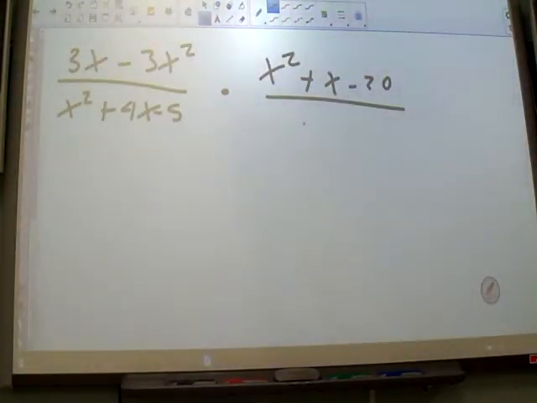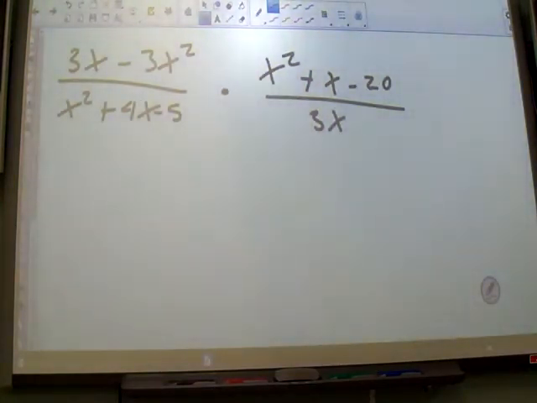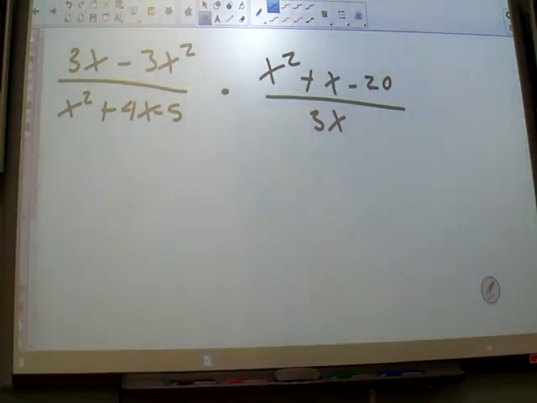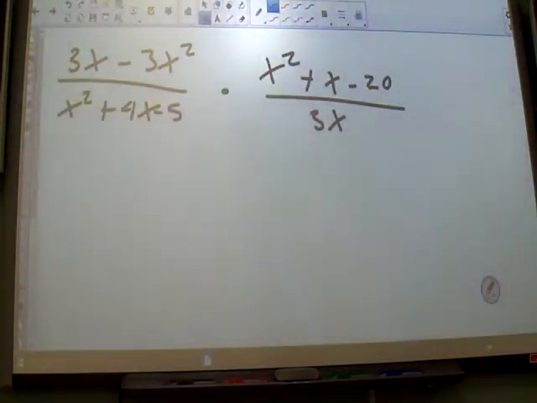Alright, so on the left side, we got 3x minus 3x squared. On the right, or on the denominator, x squared plus 4x minus 5. Then over on the right, we got x squared plus x minus 20, and then just 3x.